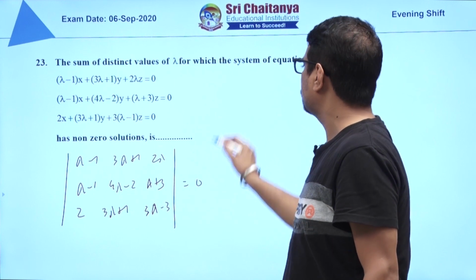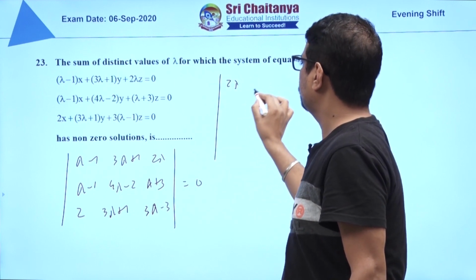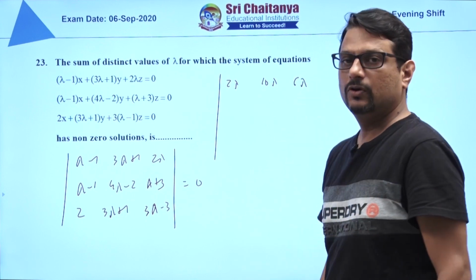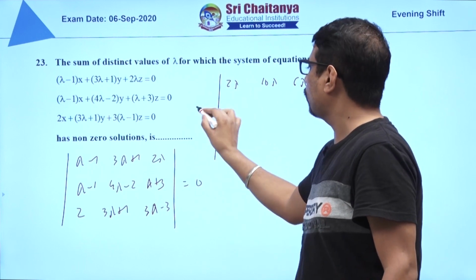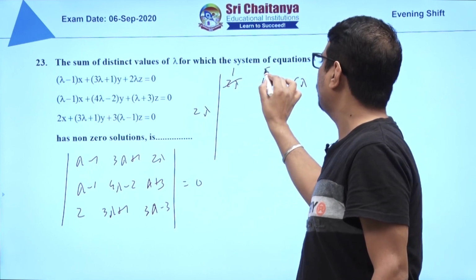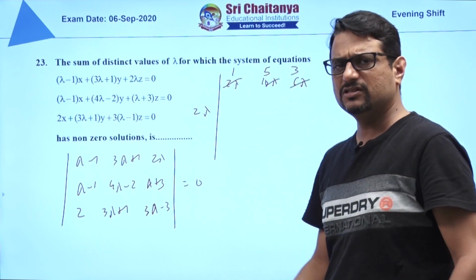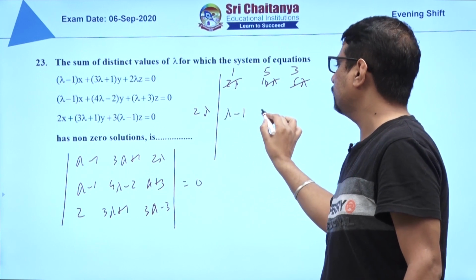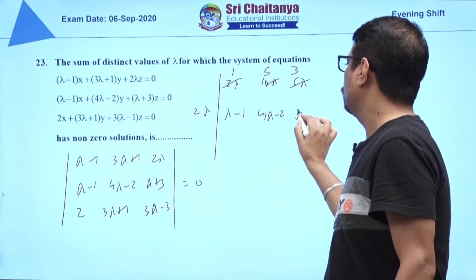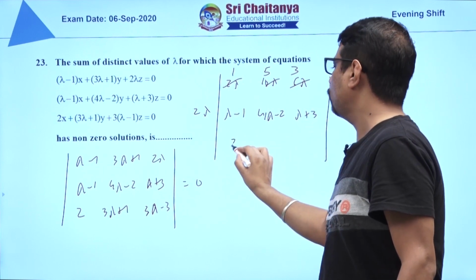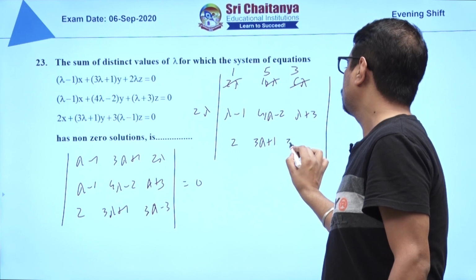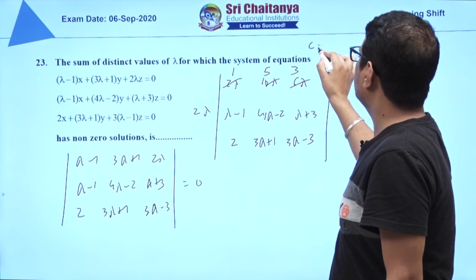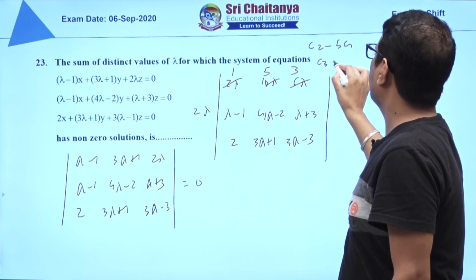Let us add R1 plus R2 plus R3, which will give us 2 lambda, 10 lambda and 6 lambda. So, from the first row take 2 lambda common. When you take 2 lambda common, outside 2 lambda will come, and here you will get 1, 5 and 3. I am just skipping a few steps and writing them directly. Now, here we can write the remaining terms as lambda minus 1, 4 lambda minus 2, lambda plus 3, and here 2, 3 lambda plus 1, 3 lambda minus 3. This should be equal to 0. Better to write C1, C2 minus 5 C1 and C3 minus 3 C1.